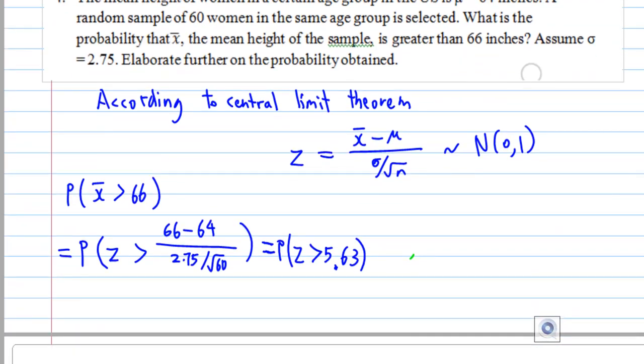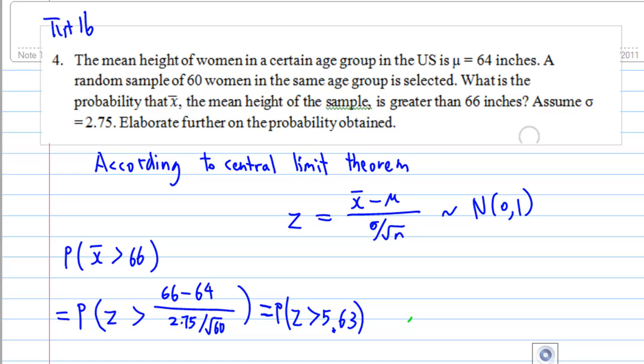Let's look at the problem again. In our problem, we have the mean height of women in a certain group is 64 inches. A random sample of 60 women in the same group was selected, and assume that sigma is 2.75. What is the probability that x bar, the mean height of a sample, is greater than 66? According to the central limit theorem, z equal to x bar minus mu over sigma over square root n is approximately standard normal. So we are looking for the probability of x bar greater than 66.